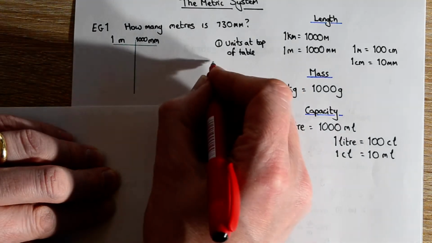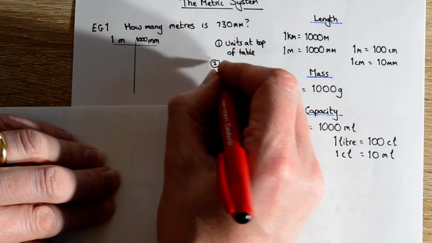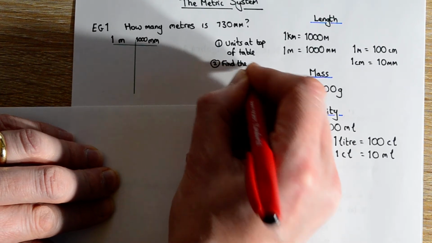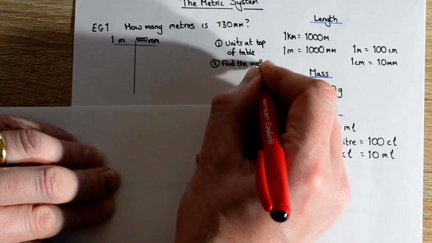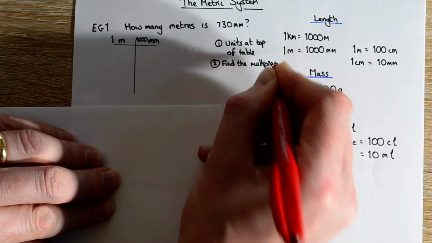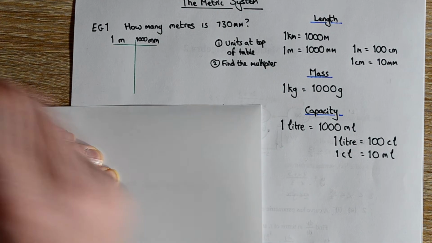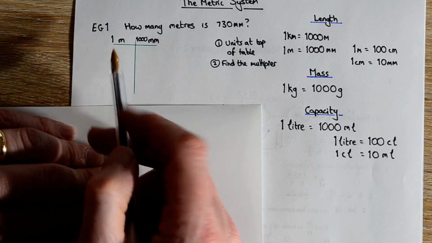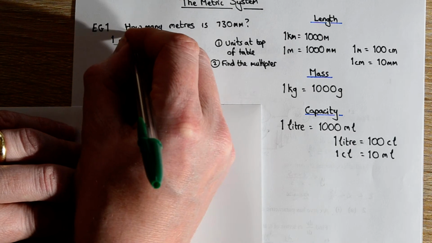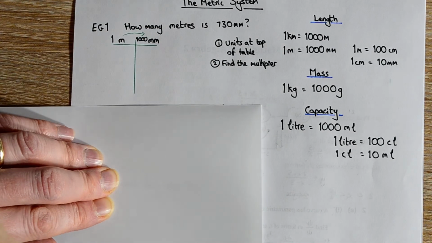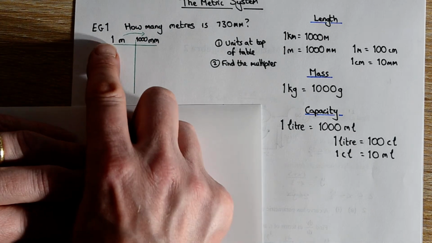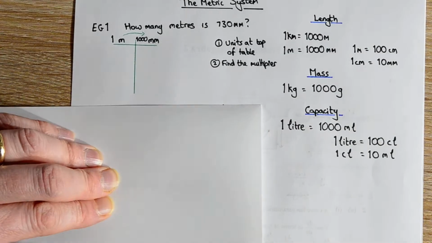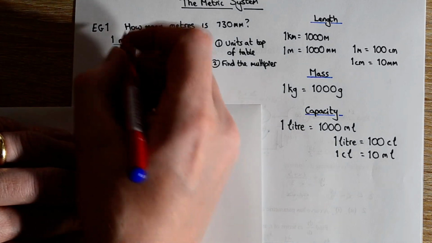Second thing we need to do is say, right, what's our multiplier to get from one to the other? So you always go from the small to the large, because multiplying usually makes something bigger. So we're going to go from meters to millimeters. What do we multiply one by to get to 1,000? Hopefully that's fairly straightforward. It's 1,000.